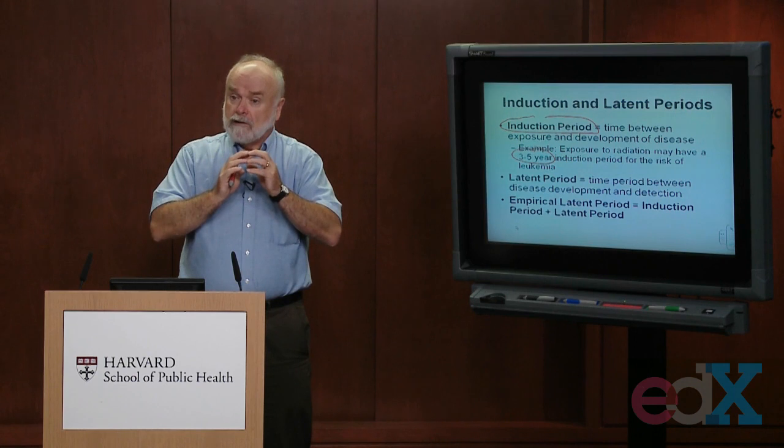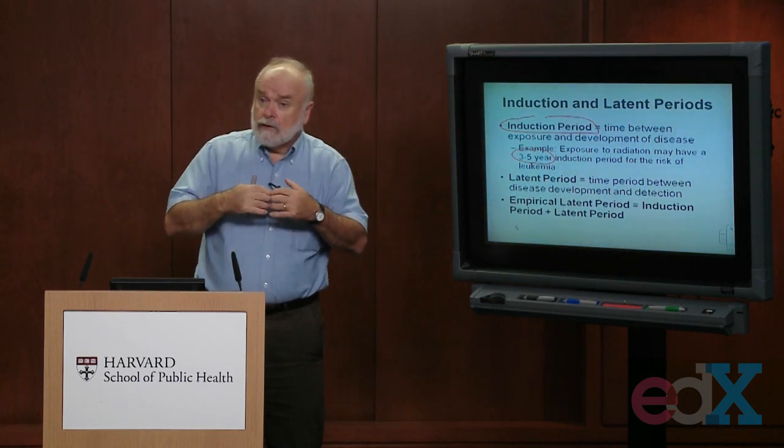Now the problem is we don't know these induction periods. For some exposures, the induction period can be almost instantaneous. If I shot you in the chest with a bullet, it's going to cause heart disease instantaneously. The disease occurs a second or a nanosecond after the exposure happens, after the bullet is shot. But for something like leukemia, it might take years until the harm due to radiation actually manifests in the development of disease.